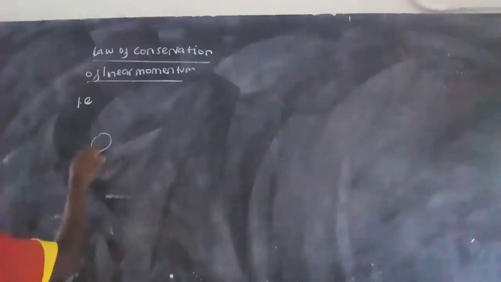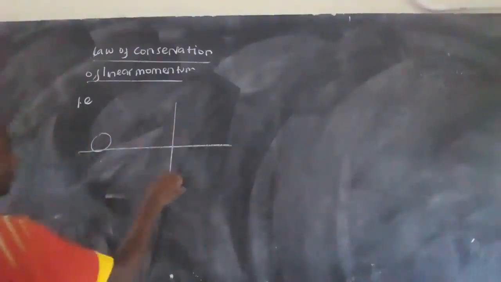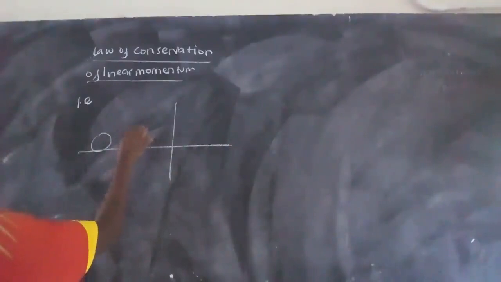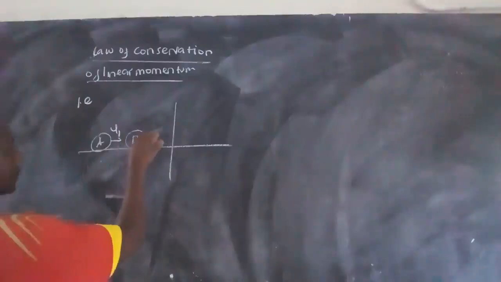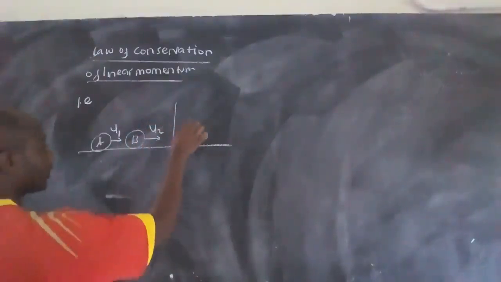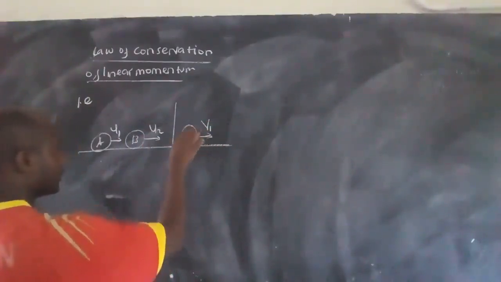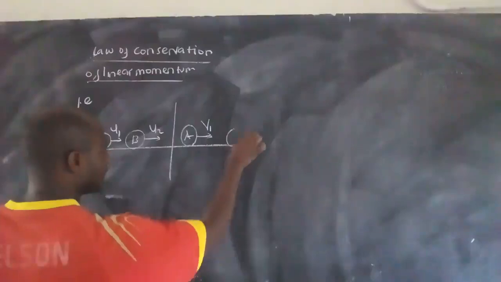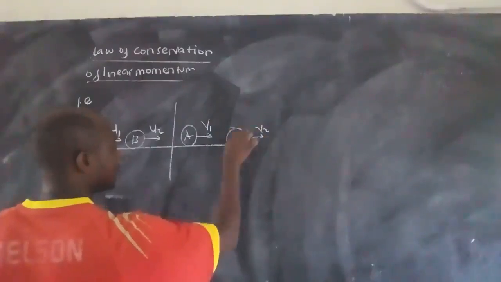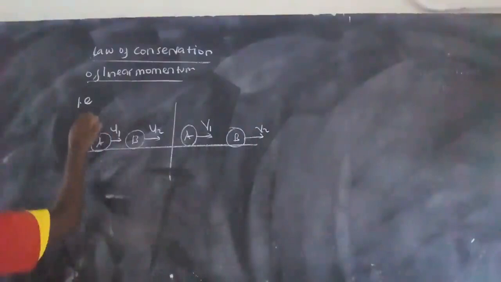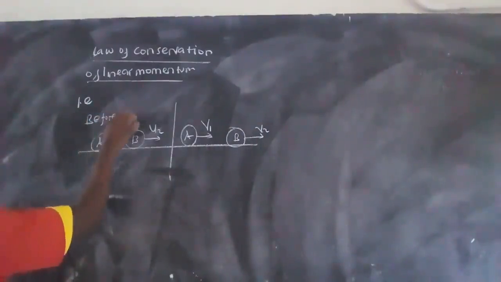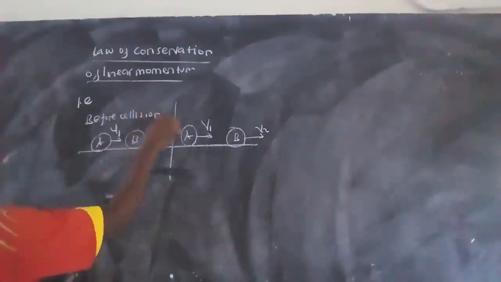We say consider two bodies A and B of masses M1 and M2. So this is A, this is B, this is velocity U1, this is velocity U2. So after collision, they separate. This one moves with velocity V1, this is A, this one moves with velocity V2, this is B. So this is before collision, this is after collision.